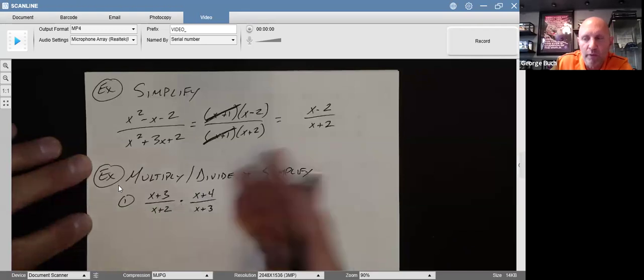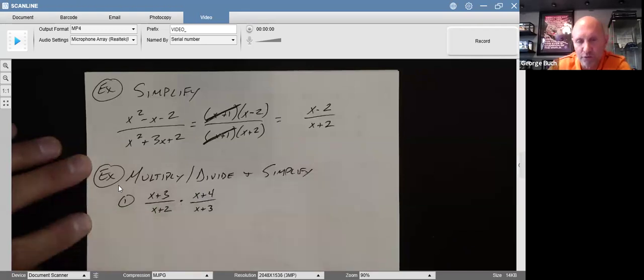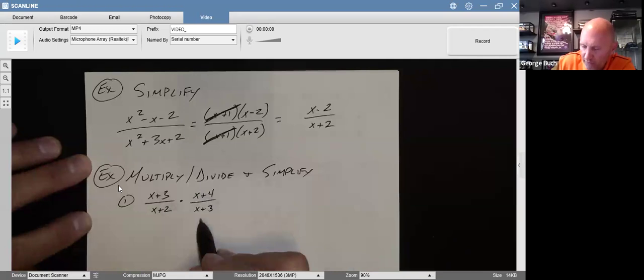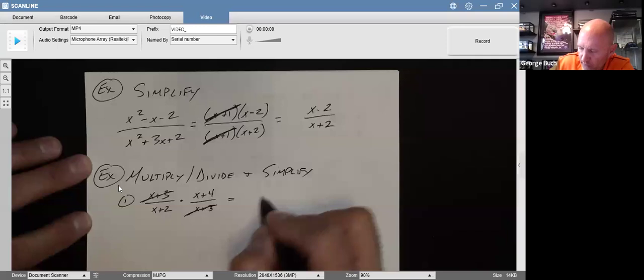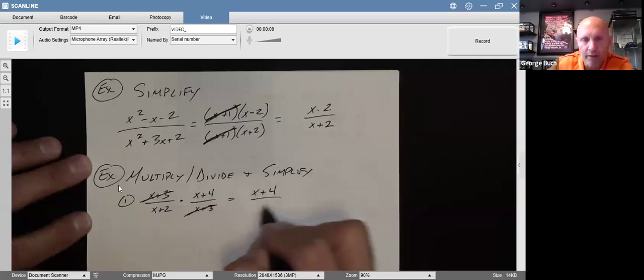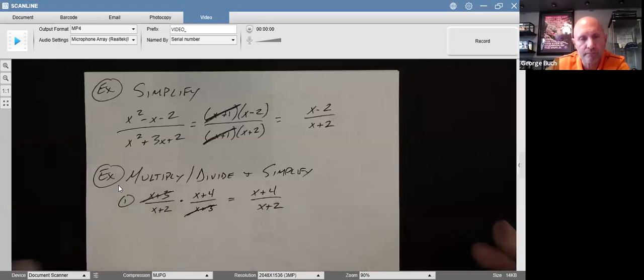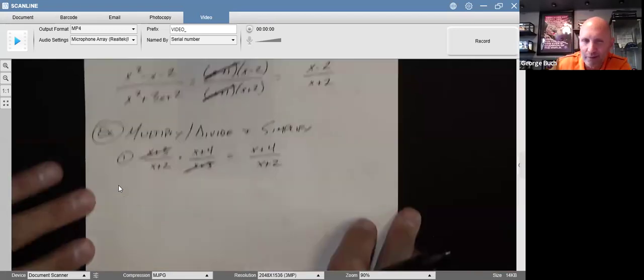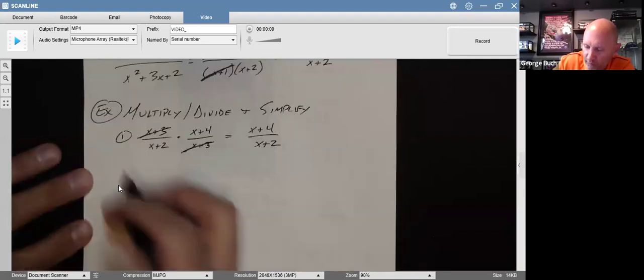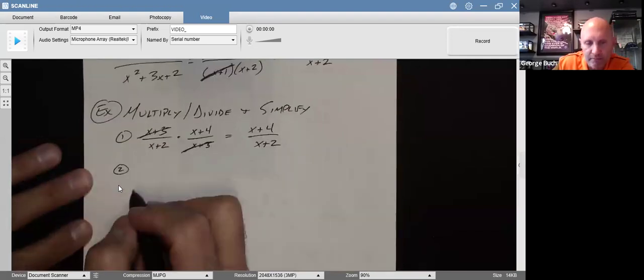So think of when we were dividing fractions, we had to do what? We had to first keep, change, flip. This one's already multiplied, so if there's anything in the top, I can cancel from the bottom. So the x plus 3's will cancel out. And so just multiply across, you get x plus 4 over x plus 2. So again, hopefully not too simple of an example, but you get the idea.